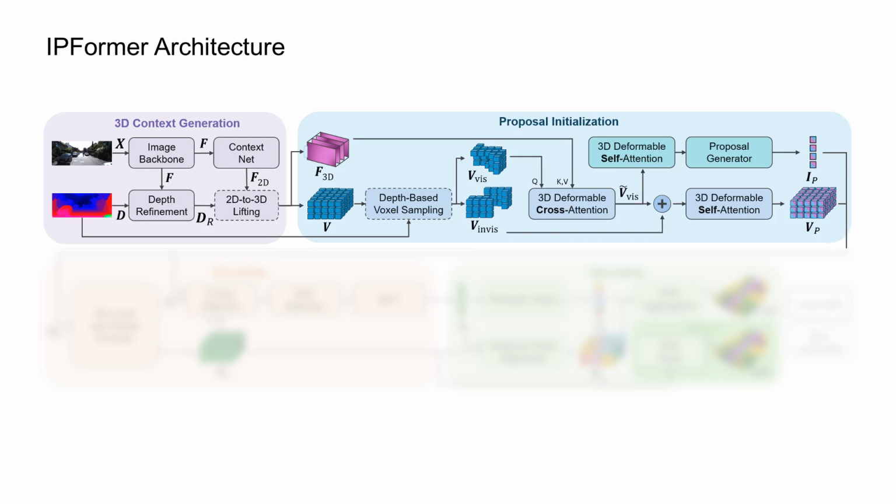Technically, IPFormer starts by inferring 2D image context and a depth map, which are both utilized to generate contextual 3D representations, namely a 3D feature map and initial voxels. During initialization, the voxels are decoupled by sampling them based on their visibility, to eventually generate instance proposals and voxel proposals. Note that instance proposals are derived solely from visible voxels.